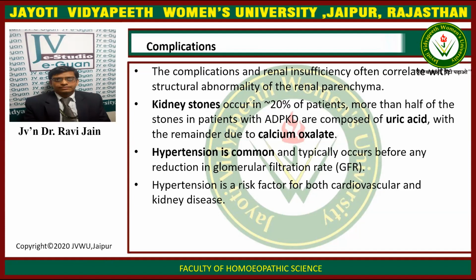Kidney stones occur in around 20% of patients with polycystic kidney disease. More than half of the stones in patients with ADPKD are composed of uric acid, which we discussed in the previous lecture. They were due to excessive uric acid in the blood circulation, and they were radiolucent stones, with the remainder due to calcium oxalate. So calcium oxalate was also very common, and polycystic kidney disease is responsible for the development of stones in the kidney, like uric acid stones and calcium oxalate stones.